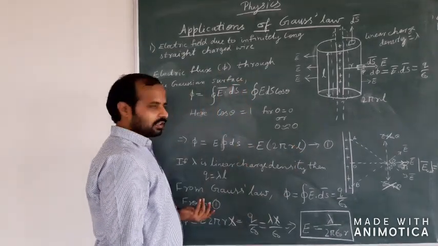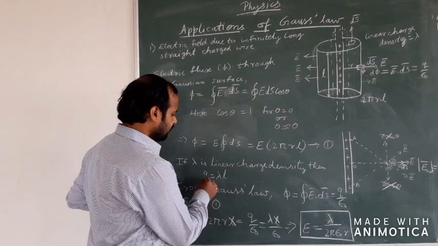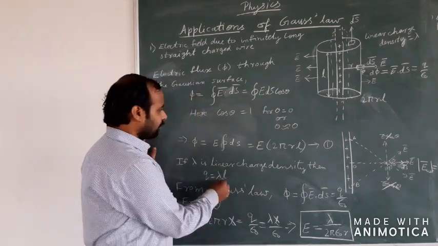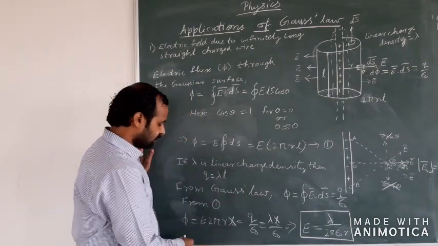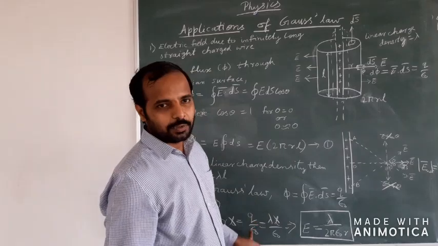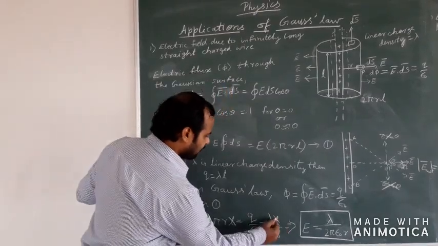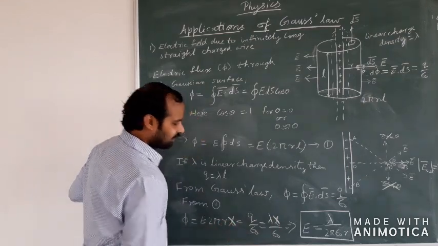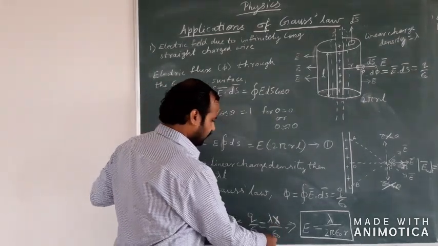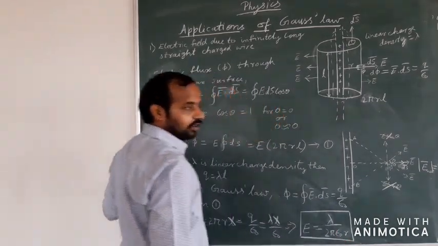Now we are going to go to the next step where we are going to relate the charge with the linear charge density. So Q is equal to lambda into L. So from this, applying this in the Gauss theorem statement, we have phi is equal to E into 2 pi RL equals Q by epsilon naught. Q is nothing but lambda into L. Now we can see that L and L get cancelled out. So we have E into 2 pi R is equal to lambda by epsilon naught, or E is equal to lambda by 2 pi epsilon naught into R.